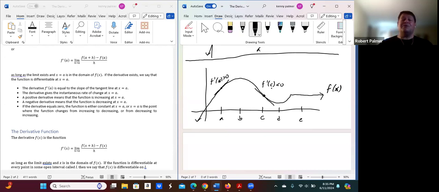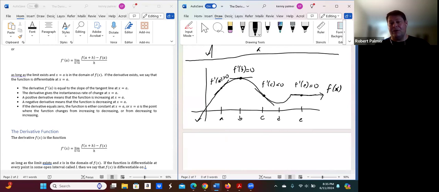Okay, then we can also have a derivative, just like the slope, be 0. So, for example, here at E, the tangent line is a horizontal line. So at this point, f prime of E is equal to 0. We have a couple other places where it's also equal to 0, at B and D. So notice here I change from increasing to decreasing. Here my tangent line is also flat. So at this point, f prime of B is equal to 0.